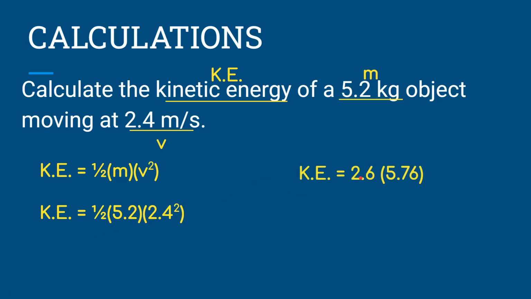Half of 5.2 is 2.6. 2.4 squared is 5.76. Multiply those together, or you could just do it all in one step. And you get 14.98 joules. So the kinetic energy for the object described in this question would be almost 15 joules based on the mass and velocity given. Are there any questions about this particular example?